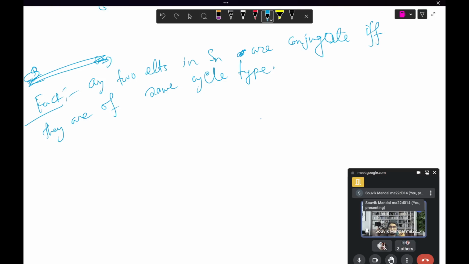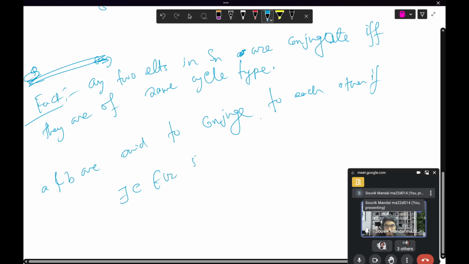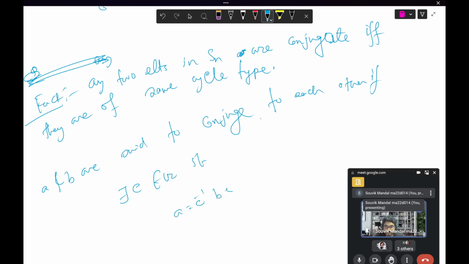If anyone doesn't know conjugacy, please ask. Okay, I will assume that you know the meaning of conjugacy. So two elements A and B are said to be conjugate to each other if there is some C, obviously in that group, such that A is equal to C inverse BC. That is what I mean by conjugacy.